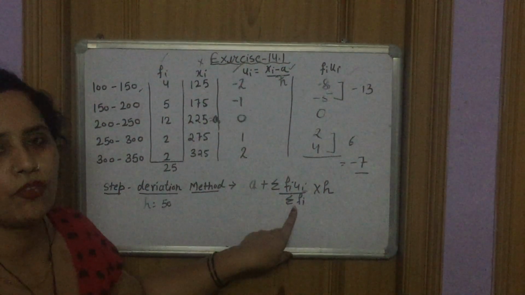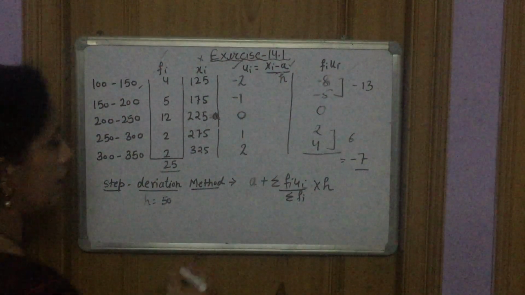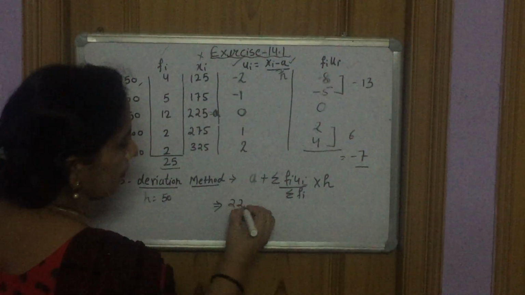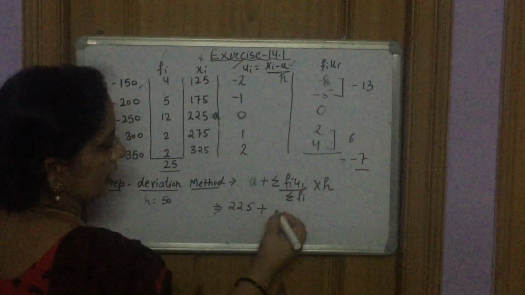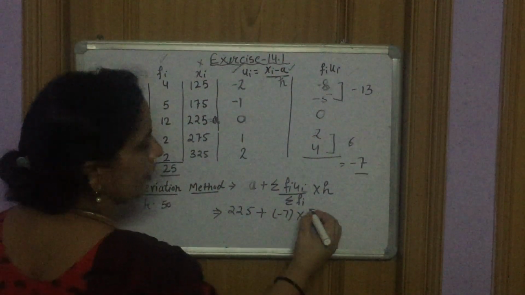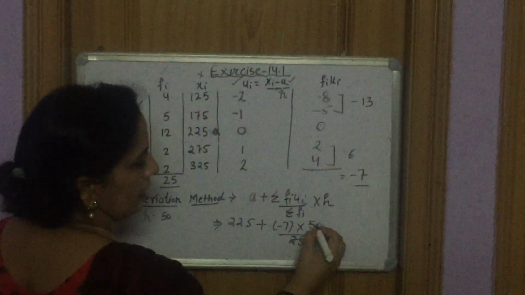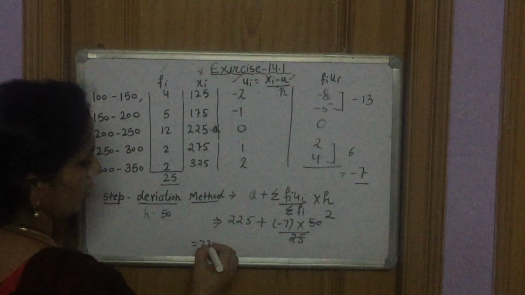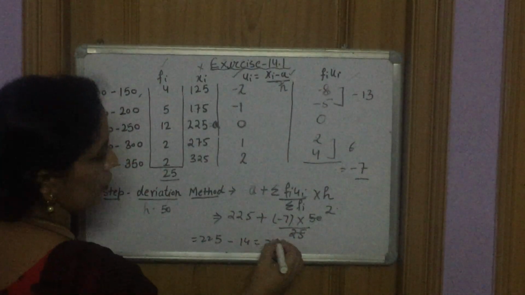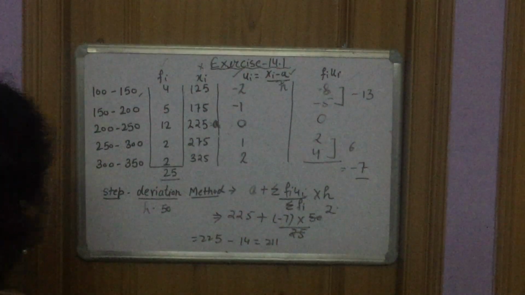And we need the summation of fi also. The summation of this term, it is given in the question, is 25. After that, put the value of every term. A is 225. Summation fi ui, that is minus 7, multiplied by h. H is 50 and divided by summation fi, this is 25. Cancel out the terms, then we have 225 minus 14, that will be 211. This is our final answer. This is the mean of this question.